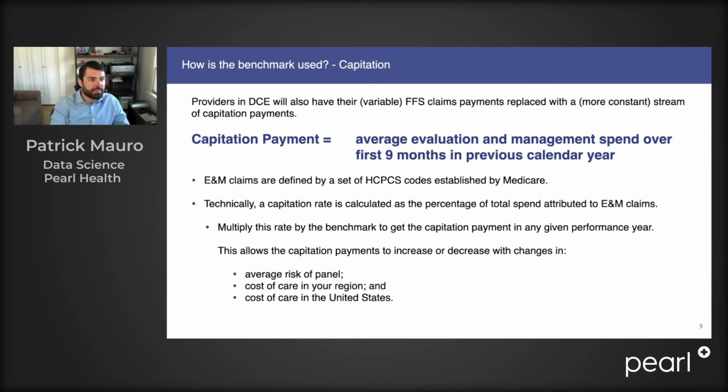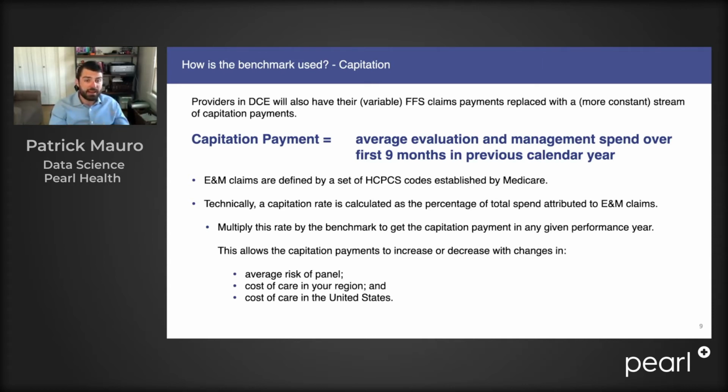Great. And so then the last way that the benchmark creeps into the direct contracting program is through the capitation payments. And so through capitation, rather than having variable payments made to you by CMS every month for your fee-for-service claims, you'll get a payment that corresponds to the average evaluation and management spend over the first 9 months of the previous calendar year. That's a mouthful. But basically, what was your average E&M spend last year? That's what you're going to get every month this year.